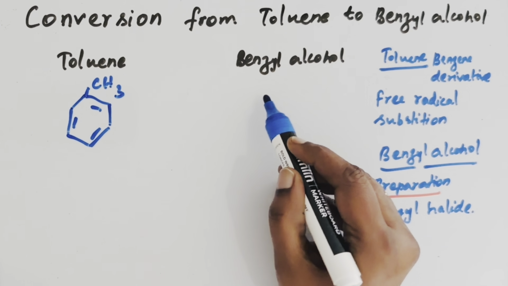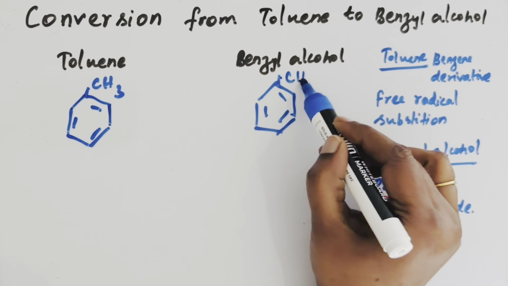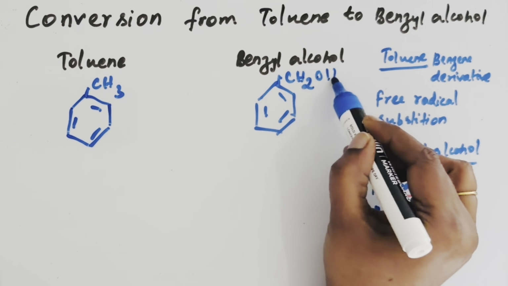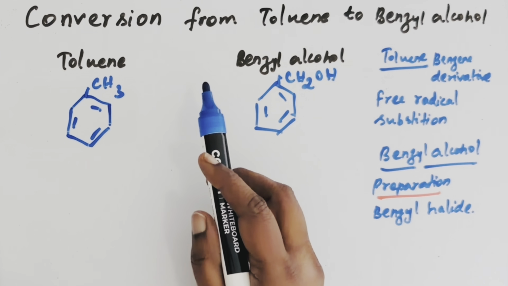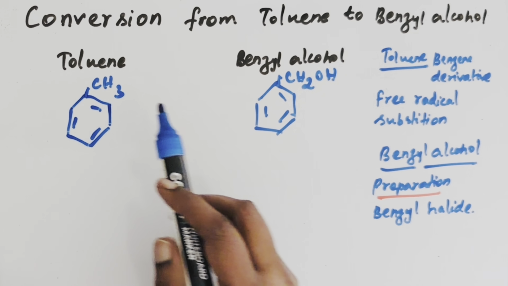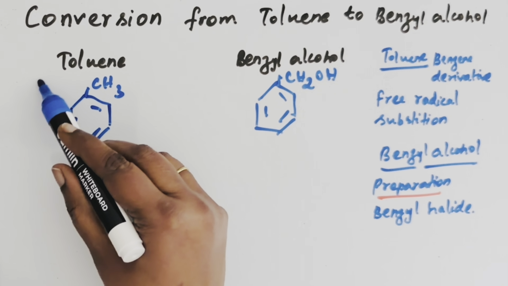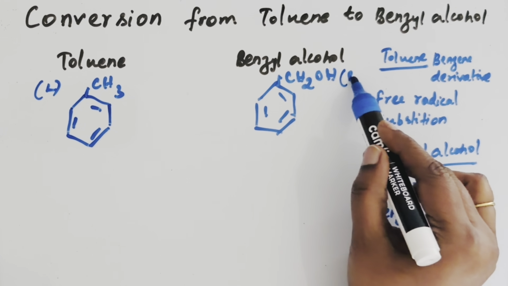Then for the benzyl alcohol, a CH2OH group is attached to the benzene ring. Now for conversion of toluene to benzyl alcohol, let us see a small trick. Let us keep toluene as the left hand side compound and benzyl alcohol as the right hand side compound.